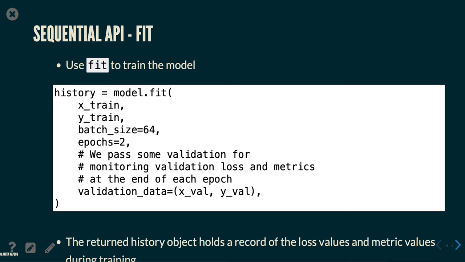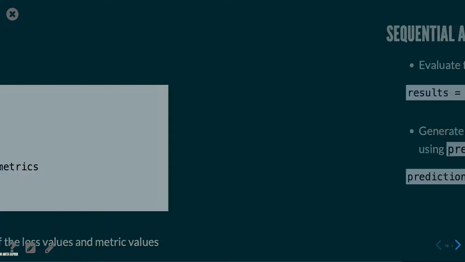Now the fit method returns a history object, and this history object records the loss values as well as the metric values during the training. This is used to make the plots for your losses, accuracies, and other metrics that you have defined while training. These plots are used to understand the learning behavior of the model.